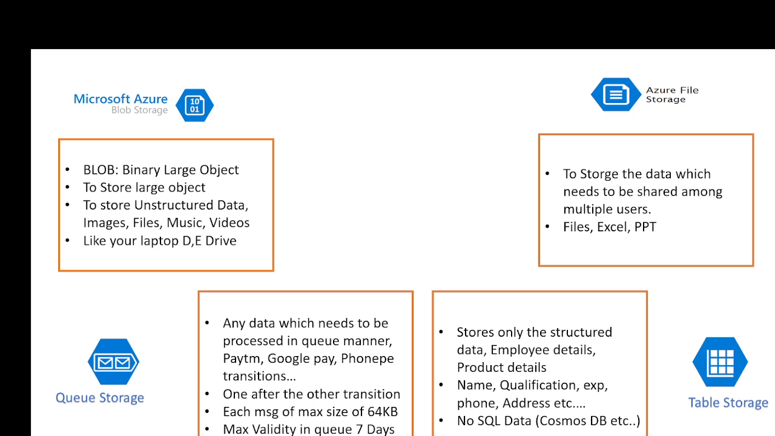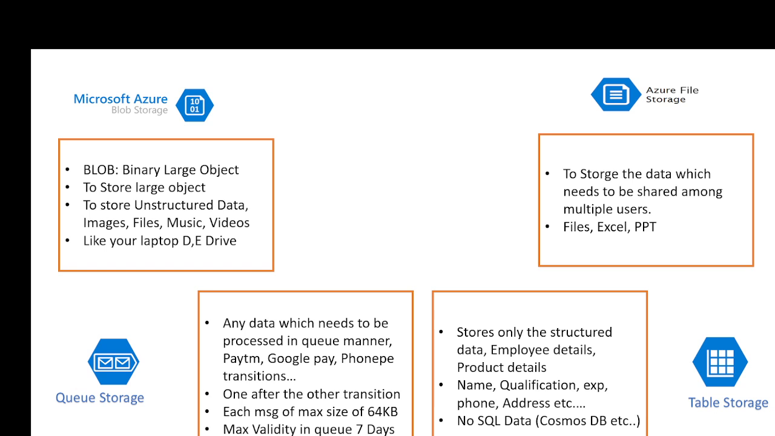So basically, queue storage means any data which is processed in a queue manner, one after the other, like your Paytm, Google Pay, and PhonePe payment transactions, or any other such things, processed one after the other. Each message has a maximum size of 64 KB, meaning your transaction information will not have much information. It will only have your card information, your account information, your PIN information, and how much amount you have debited or credited.